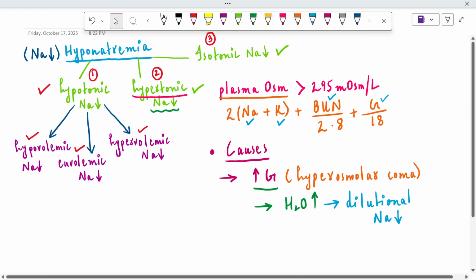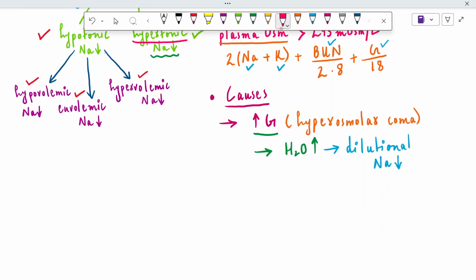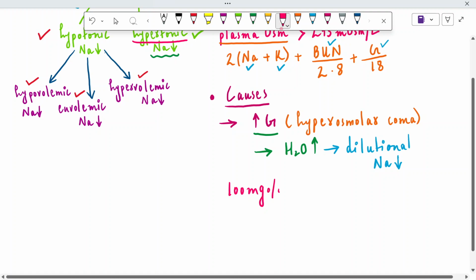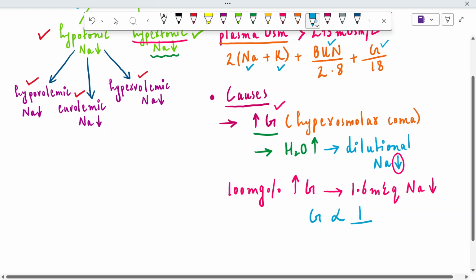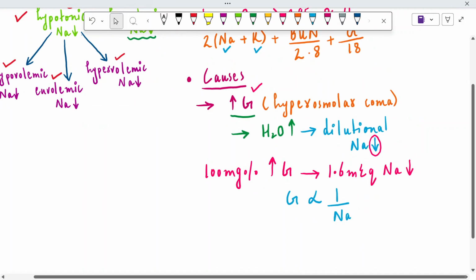The studies have shown that for every 100 milligram percent increase in glucose or sugar, it leads to 1.6 milliequivalents of sodium to go down. What does it mean? It means that when glucose is high, there will be less sodium in the blood. So we can make a statement that glucose and sodium, like sugar and sodium, are inversely proportional. They have an inverse relation.